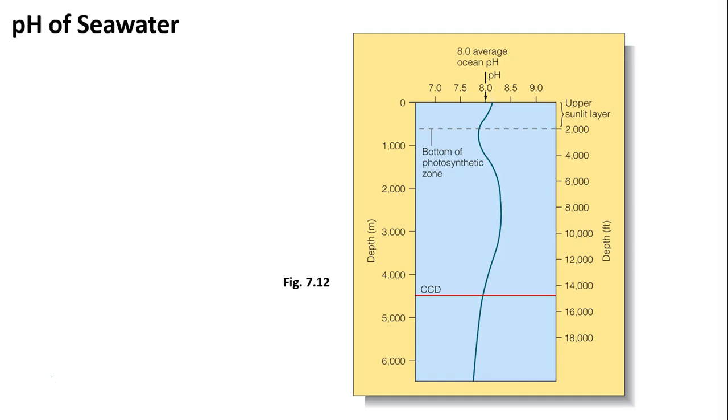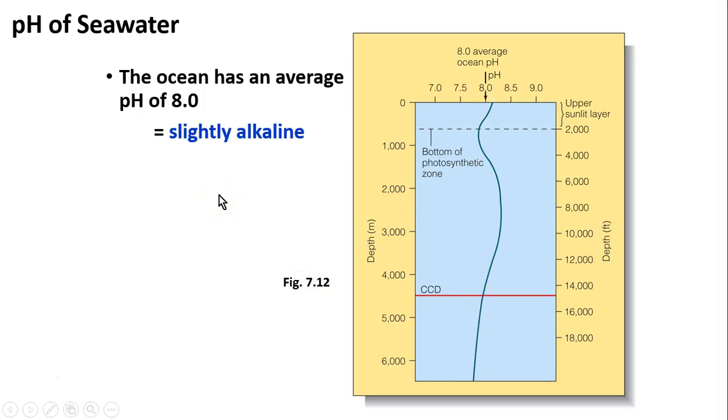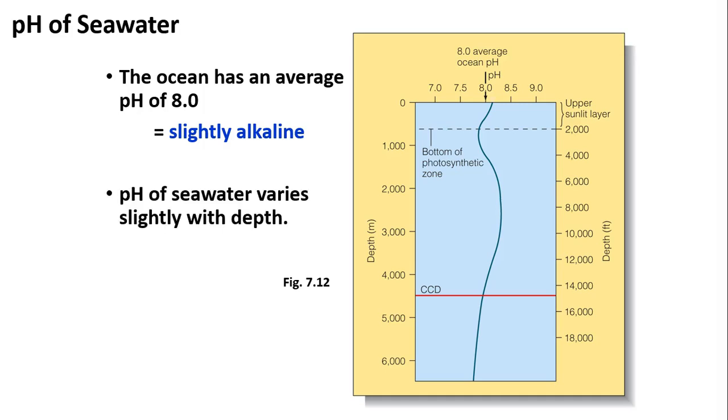Okay, so what is the pH of seawater? So generally, this graph is showing us the pH of seawater as you go from the surface down. You see that that line kind of wiggles a little bit. The average ocean pH is about 8. Okay, as you go down in depth, the pH declines, and then it comes back up, and then it declines again.